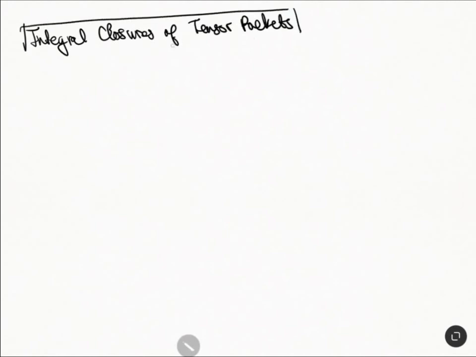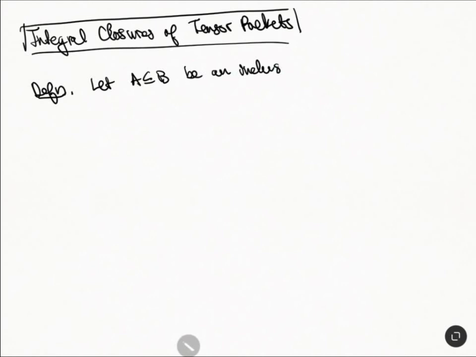Okay, so now let's talk about integral closures of tensor products and in general. Okay, so definition. Let A be a subring of B, an inclusion of rings. Then we just define the integral closure of A in B.